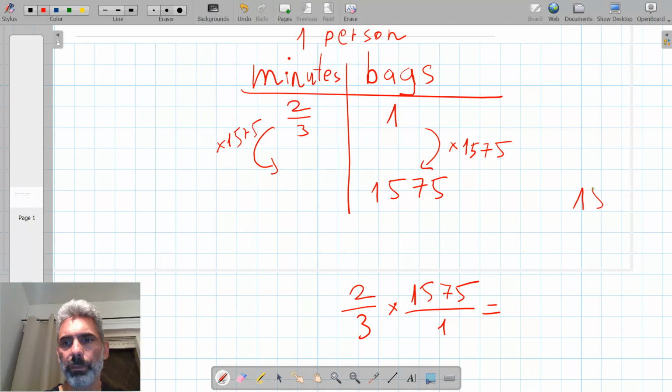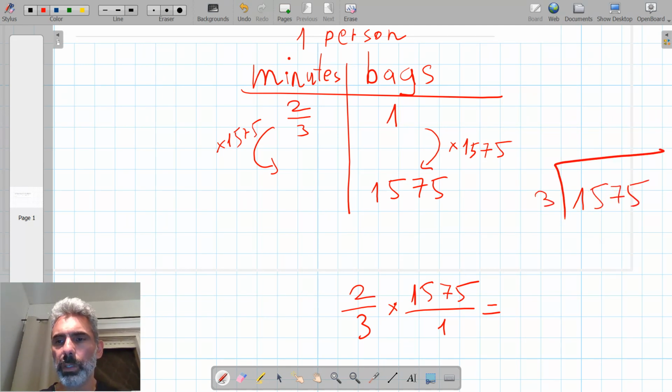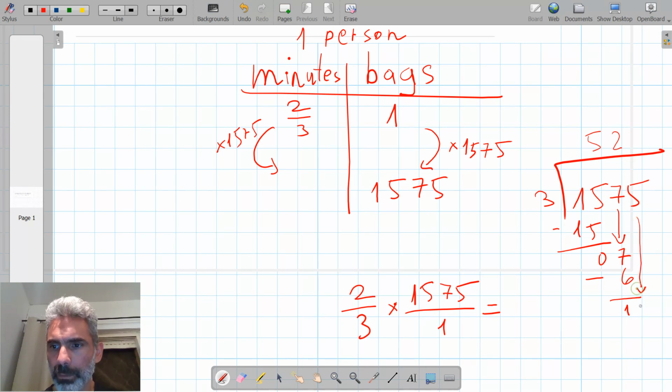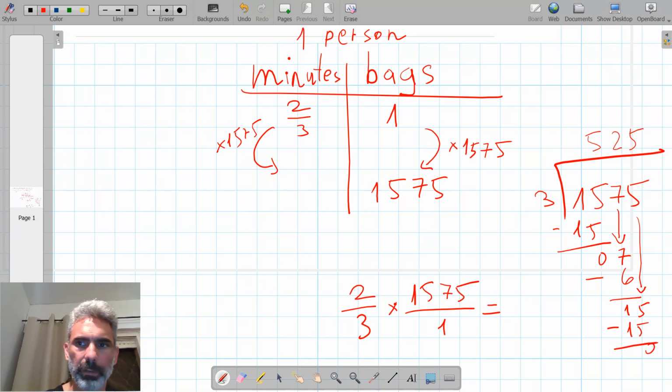So 1,575 divided by 3. 3 goes into 15 5 times, 5 times 3 is 15, no remainder, bring down 7. 3 goes into 7 2 times, 2 times 3 is 6, 7 minus 6 is 1, I bring down 5. 3 goes into 15 5 times, 5 times 3 is 15, no remainder, so the answer is 525.